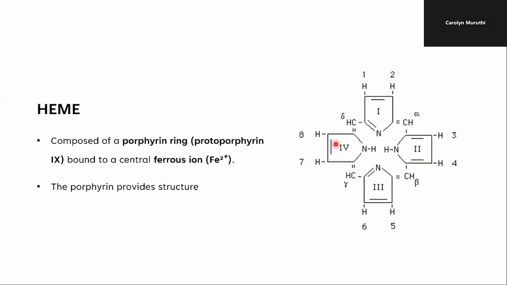These 4 pyrroles don't just float around easily. They are linked together by methane bridges. And to make it even more systematic, each bridge has a Greek letter name. We have alpha, beta, gamma, and delta. Now, the porphyrin ring also carries side chains where different substituents can be attached. These are numbered using Arabic numerals, and these are 1, 2, 3, 4, 5, 6, 7, and 8.